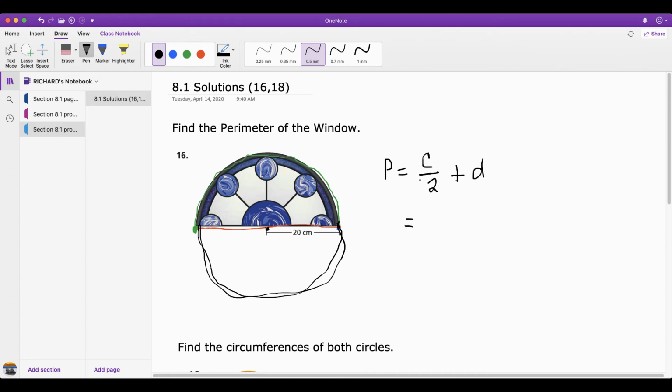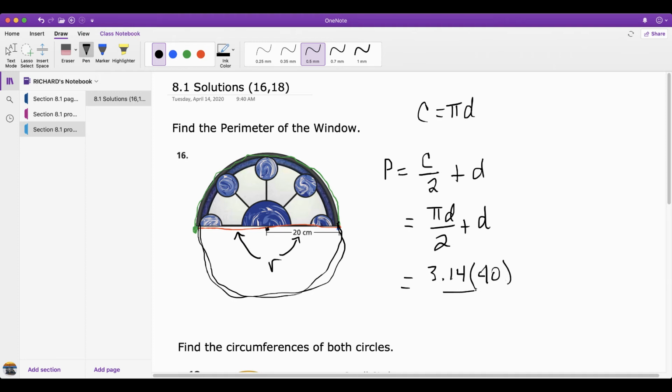So really, this formula, the circumference of a circle, remember circumference equals pi times diameter, I can just substitute that right here. Pi times diameter divided by 2 plus the diameter. Well, what are these numbers? Pi, I know, is 3.14. What is the diameter? Well, this is the radius, which means that this is also a radius. And if I add those two together, I get the diameter. So the diameter is 40.